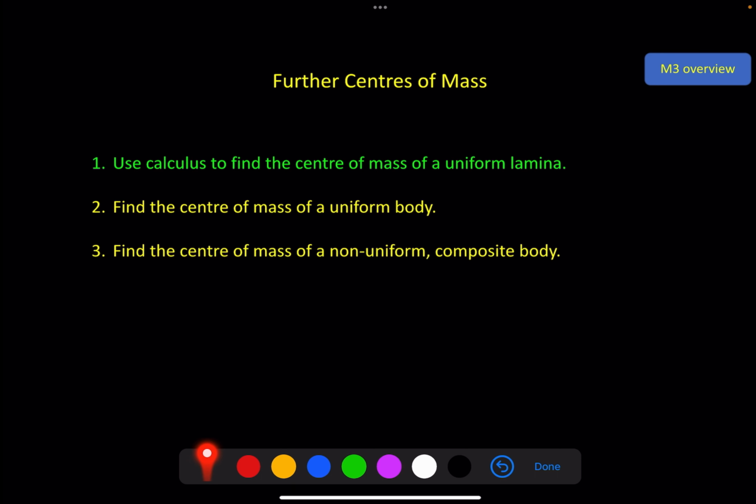An overview of the chapter: we're going to use calculus to find the center of mass of a uniform lamina in this video. Then we're going to find the center of mass of a uniform body, which is a 3D shape, and then find the center of mass of a non-uniform composite body.